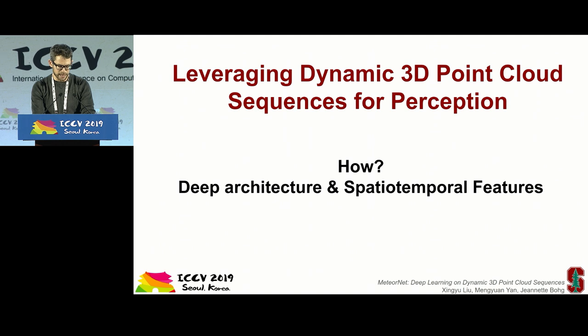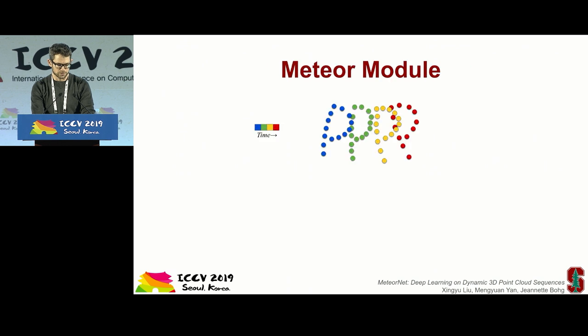How can we leverage dynamic 3D point cloud sequences for better perception? We propose a new deep architecture that encodes spatiotemporal features. We propose a new deep architecture with a core module we call the Meteor module. It can satisfy the three properties of a point cloud sequence.